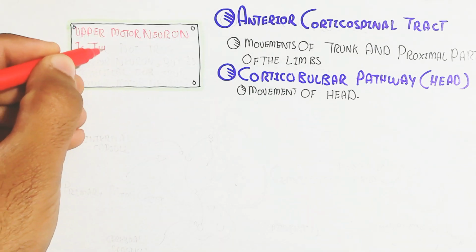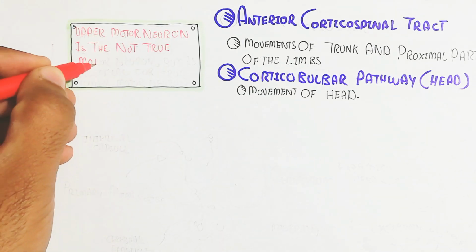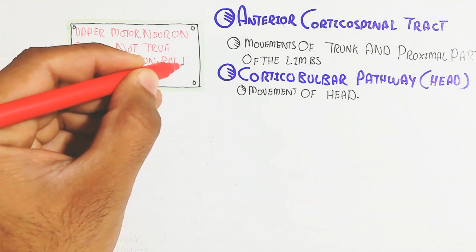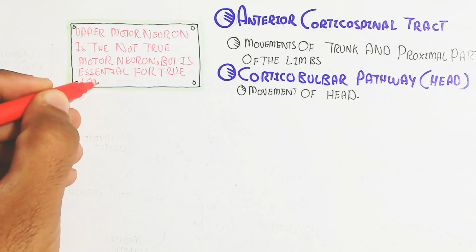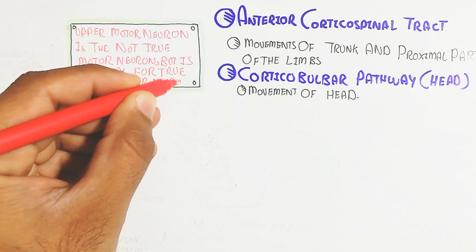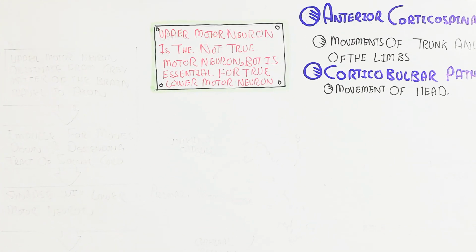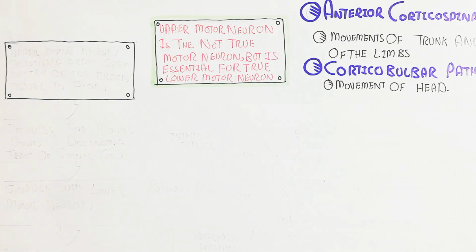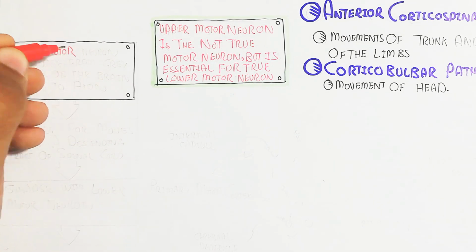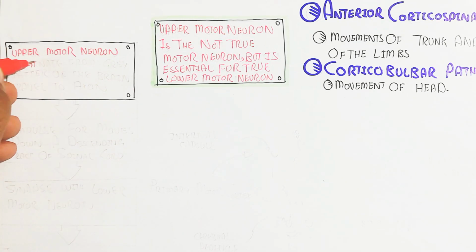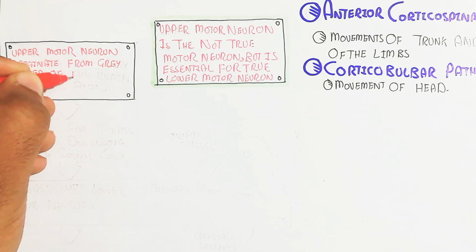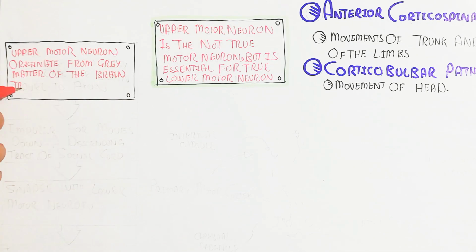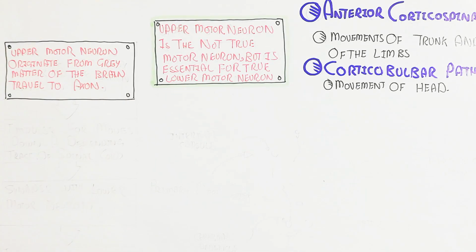And the corticospinal tract is used for balance, etc. The upper motor neuron is not the true motor neuron. So we will understand the upper motor neuron pathway, but it is essential for the true lower motor neuron. Remember, the upper motor neuron originates from gray matter of the brain and travels via its axon.